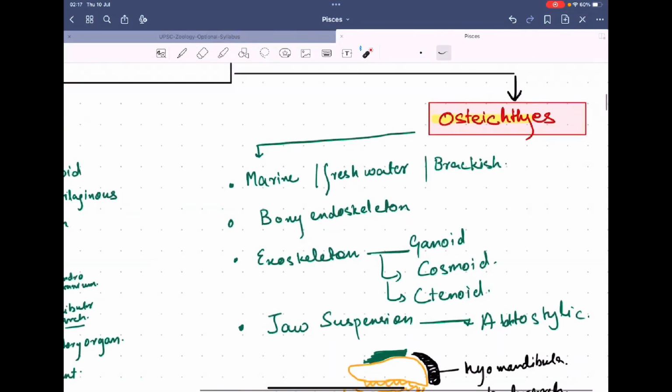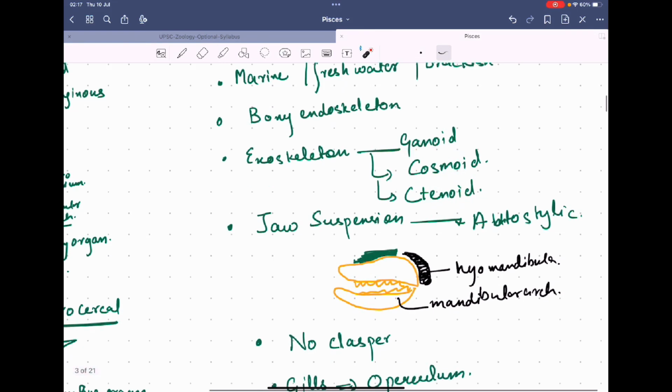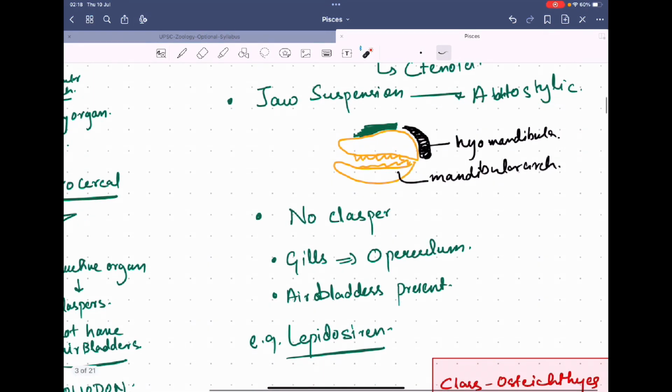And in case of osteichthyes, these are marine. These can be freshwater. They can be brackish. They have a bony exoskeleton. That's why osteichthyes. The exoskeleton consists of ganoid, cycloid, ctenoid types of scales, and there is jaw suspension. They have autostylic jaw suspension, and they do not have claspers.